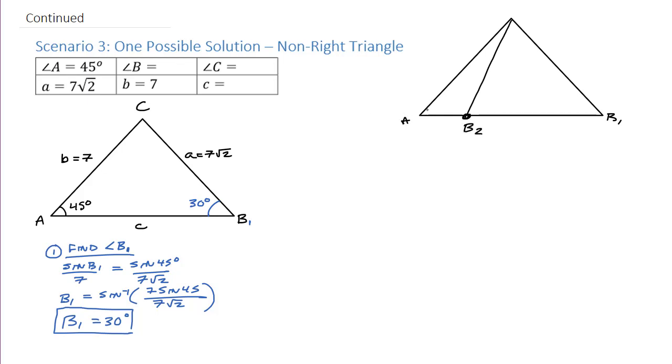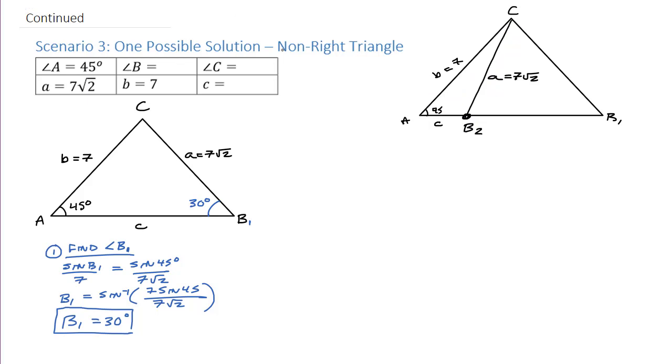So here's A, it's still 45 degrees. Here's C, we have no idea what it is. Here's length C right here. Here's length B still right here, and here's length A right here. So the triangle is actually just this to this to this. That's the triangle. So how do we find angle B2?